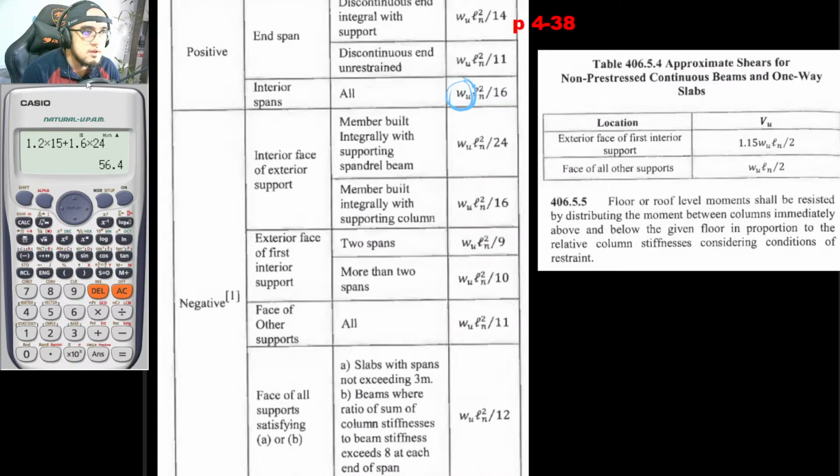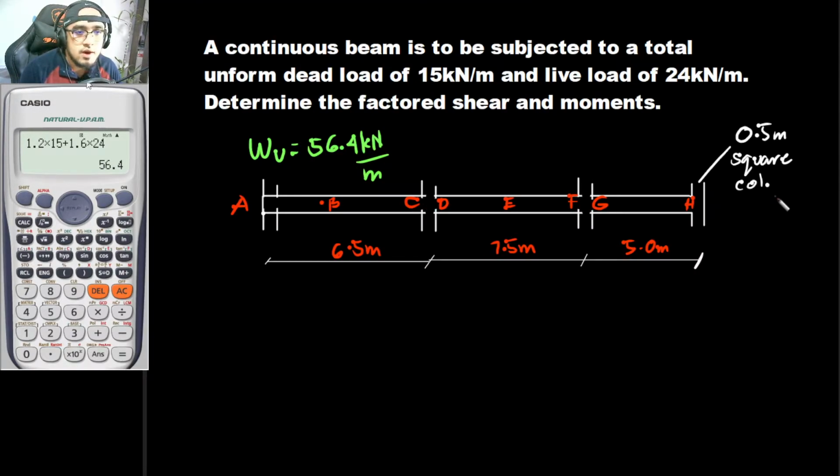In this one, guys, it is indicated here that the columns have a 0.5 meters dimension. So, 0.5 meters siya dito, dito, dito, and dito. And with such, guys, if this is to be 6.5, we will be deducting half of 0.5 here. So, i-deduct natin tong half ng 0.5. Then, we will also deduct half of 0.5 here.